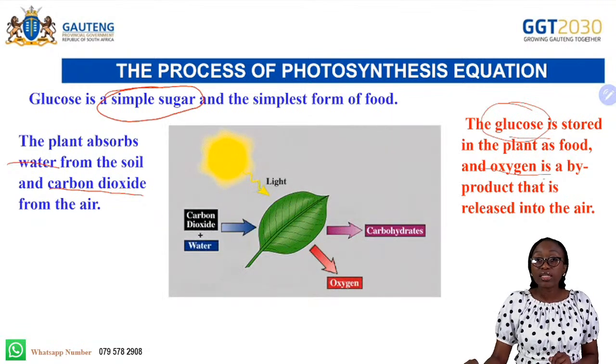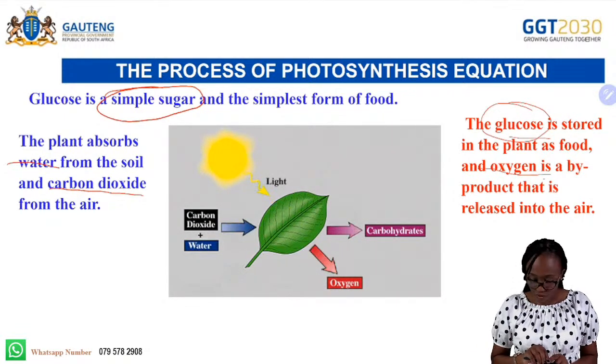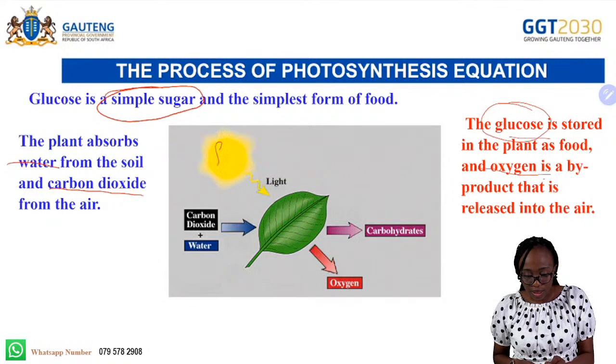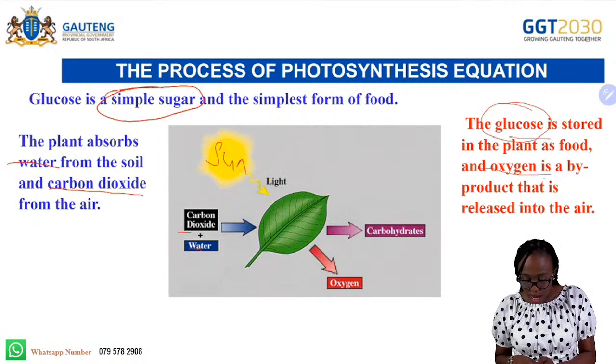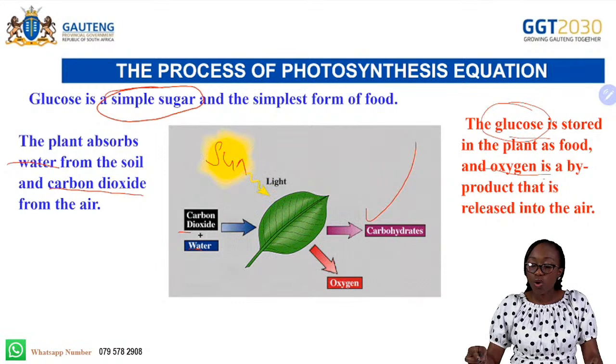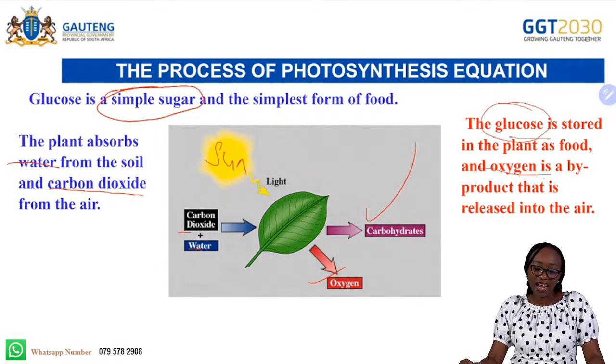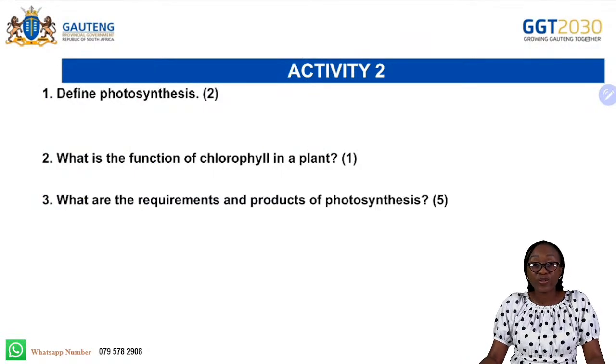So there is a summary of the process of photosynthesis. So this is our sun, light energy, carbon dioxide plus water to give us your simple sugar and your oxygen. All right, that is the process of photosynthesis.